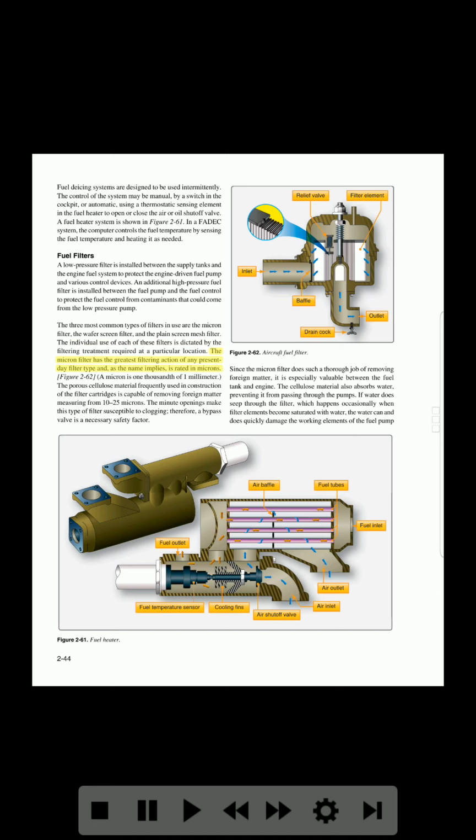The micron filter has the greatest filtering action of any present-day filter type and, as the name implies, is rated in microns. Figure 2-62. A micron is 1/1000th of 1 millimeter. The porous cellulose material frequently used in construction of the filter cartridges is capable of removing foreign matter measuring from 10-25 microns. The minute openings make this type of filter susceptible to clogging. Therefore, a bypass valve is a necessary safety factor.